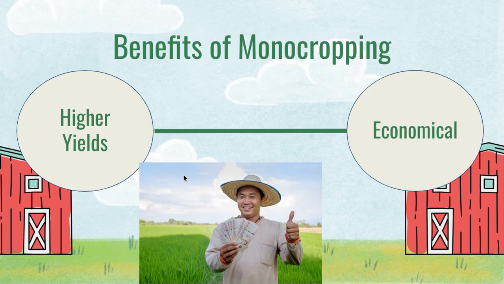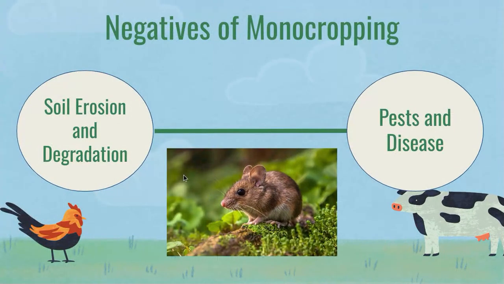While there are benefits to monocropping, as previously mentioned, there are definitely some drawbacks to this agricultural practice. One of the biggest is that monocropping harms soil because all of the crops are harvested at the same time, and as a result, the soil is left bare, which leads to erosion and degradation.